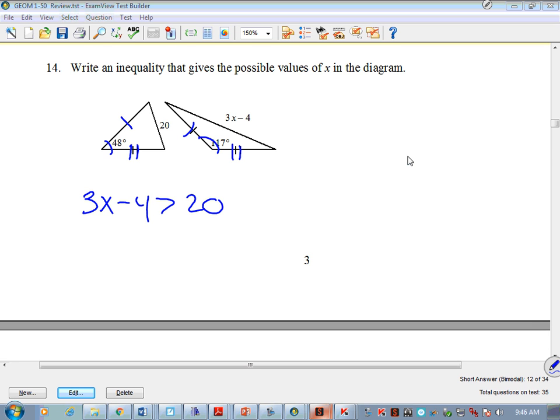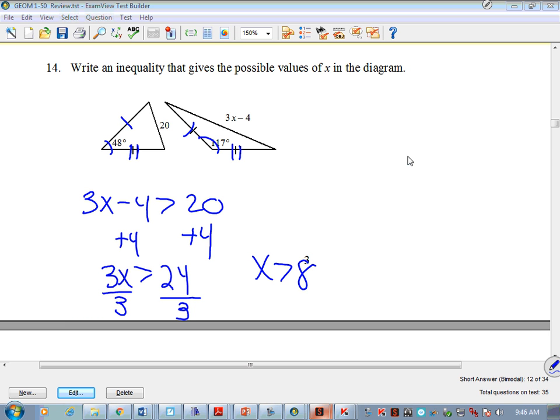You can go ahead and solve that by adding 4 to the other side if you were trying to find the possible values of x, which I guess this does. So we get 3x is greater than 24. What's 24 divided by 3? x is greater than 8. So x is greater than 8.